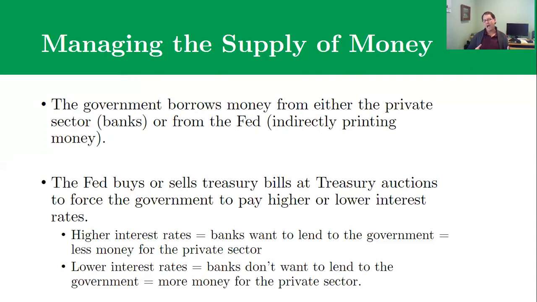But what that ends up meaning is that higher interest rates paid by the federal government means that there's less lending that takes place in the private sector, because lending costs more. You have to pay a higher interest rate to borrow money. And so there's just less economic activity happening in the private sector.